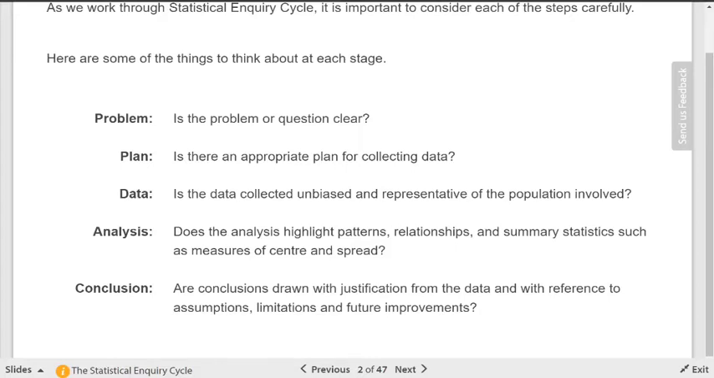You need to then collect your data and make sure that your data is unbiased, meaning that if I'm going to ask about the effectiveness of Minecraft as a teaching tool, I probably don't go to a class where everybody's learning from Minecraft, right?